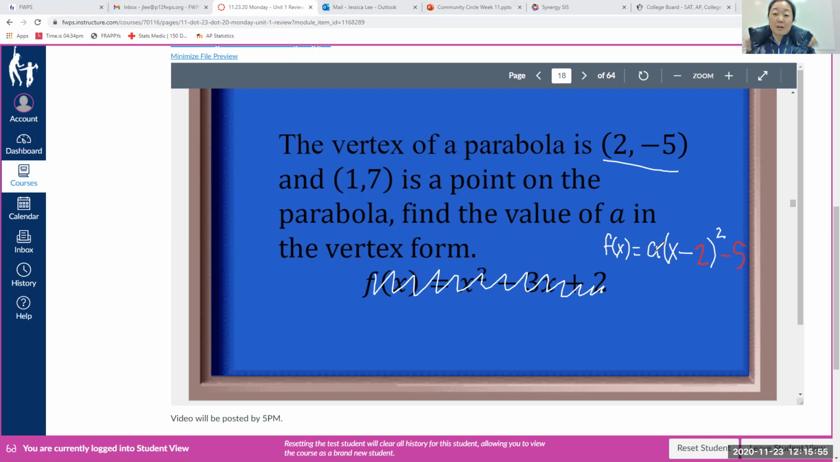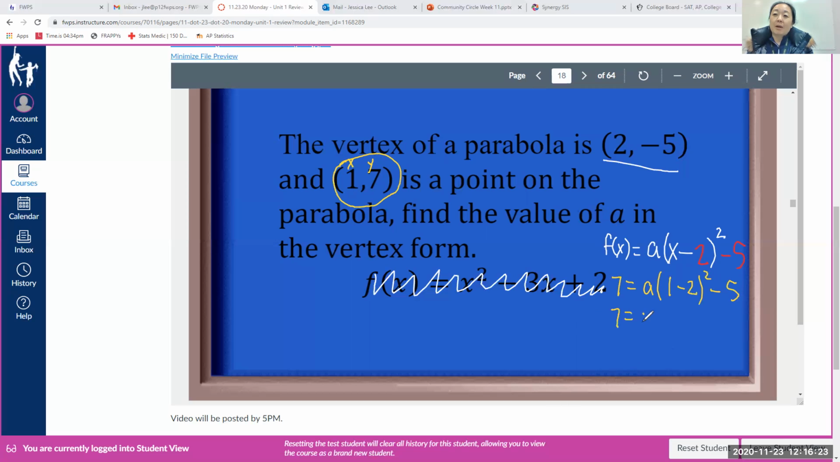We just need to figure out what a is. We do know this is a point on the graph, right? So we're literally going to put in x and y. Remember, f of x is the same thing as y, so we're going to put in 7 is equal to a, because we don't know a, but we do know x. x is 1 minus 2. We know this point works. We're just going to do order of operations here.